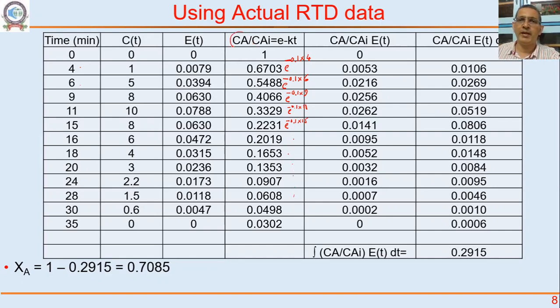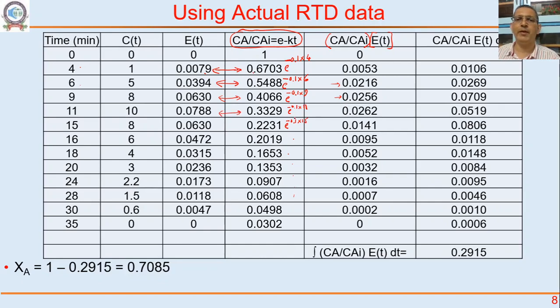So this column tells you what is the CA in the packet which is spending 4 minutes, in the packet spending 6 minutes, in the packet spending 9 minutes. Now all I have to do is take an average with respect to this E(t). So I will calculate CA by CAI multiplied by E(t). It is 0.673 multiplied by 0.0079. This is the outlet concentration, but this much fraction of the total has this much concentration at the outlet. 0.0079 multiplied by 0.6703 is 0.0053. 0.0394 multiplied by 0.5488, you will get 0.0216. 0.0630 multiplied by 0.4066, you will get 0.0256.